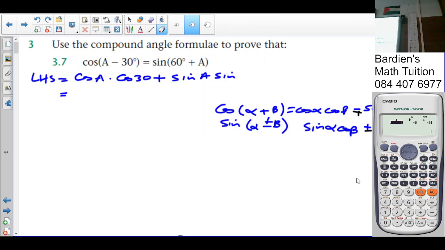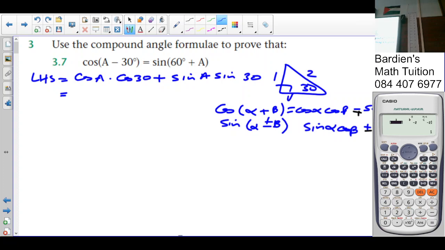Your beta angle is 30. So this again takes us to the special angle. So it's 30, so it's 1, 2, root 3. So cos of A remains cos of A. Cos of 30 is root 3 over 2. Cos of A plus, that is going to be 1 over 2 sine A. So now you work out the right hand side.